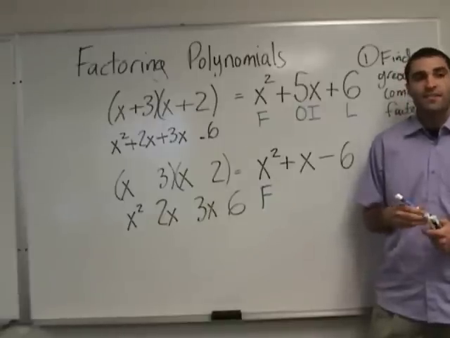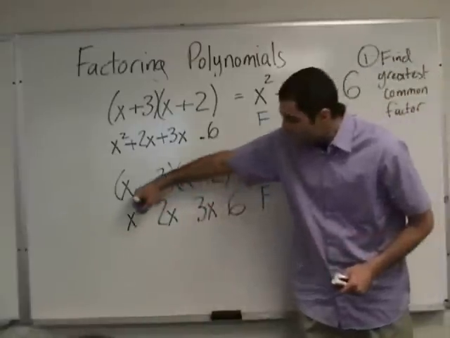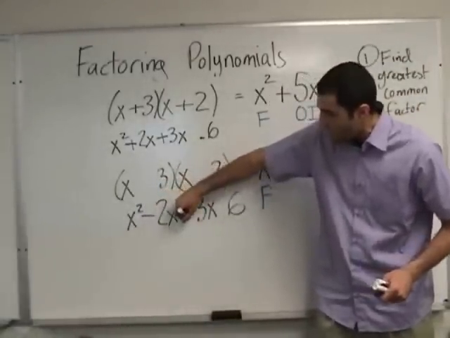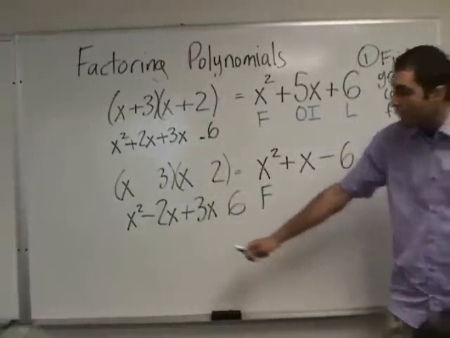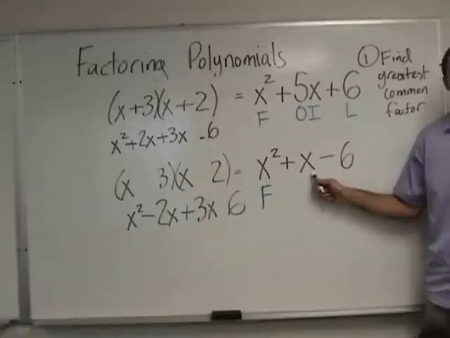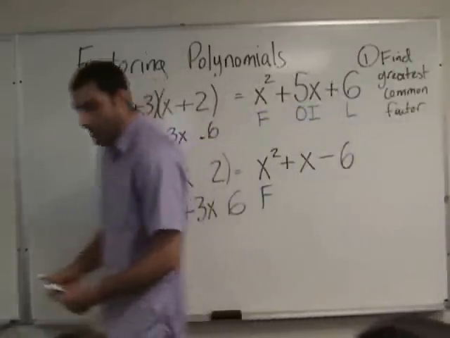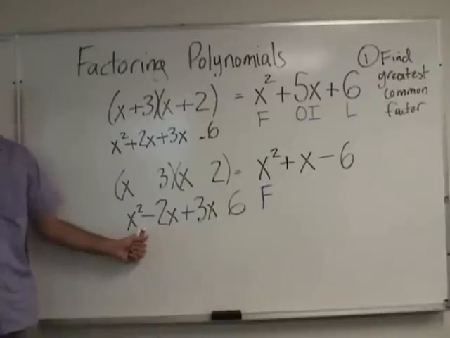Which one would be minus, and which one would be plus? Minus 2x plus 3x. Now look at it closely. Would you agree that minus 2x plus 3x adds up to x? Yes. Okay. So, how do we somehow manage to make the 2 here negative?